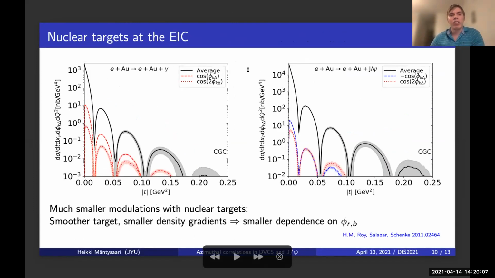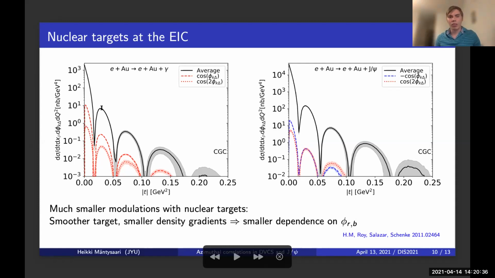Then, of course, we can also ask the question what happens if we replace protons by nuclei, and then the spectra are again now shown for DVCS on the left and for J/psi production on the right. And you see that the cosine phi and cosine 2 phi modulations are actually very small compared to the part of the spectra that doesn't depend on the azimuthal angle.